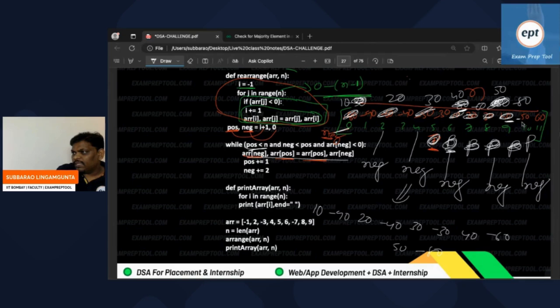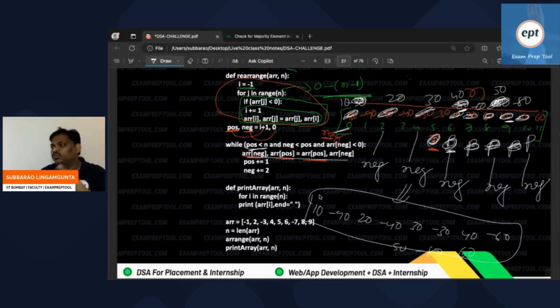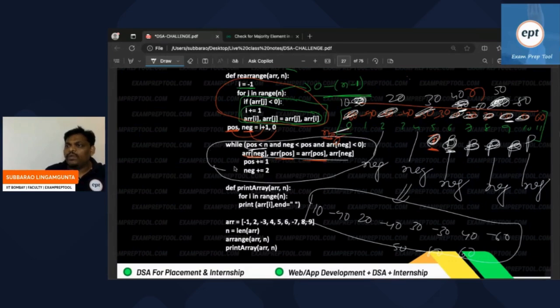Yeah, this is a minus 80. Lastly, 60. Something like that. What I mean to say is, at the end of this algorithm, you are able to see positive, negative, positive, negative, positive, negative, like that. This loop will take care about that. This loop will take care about this.